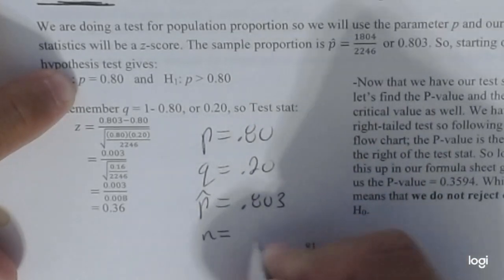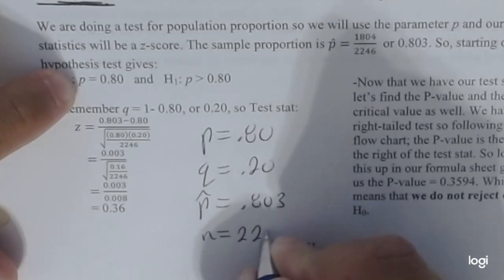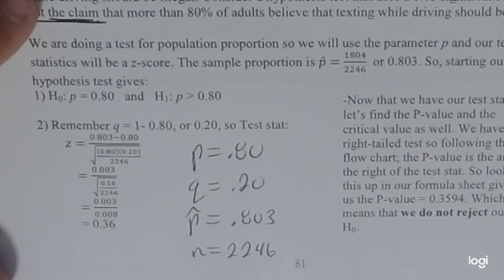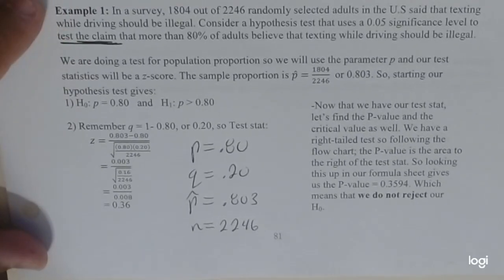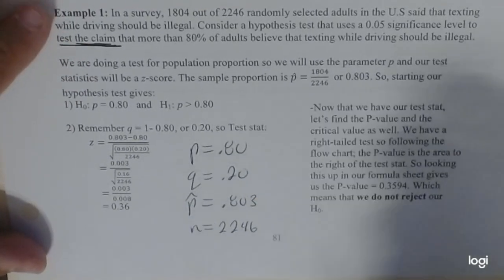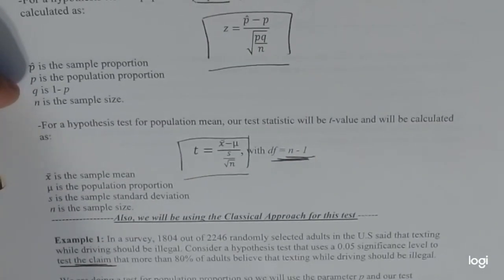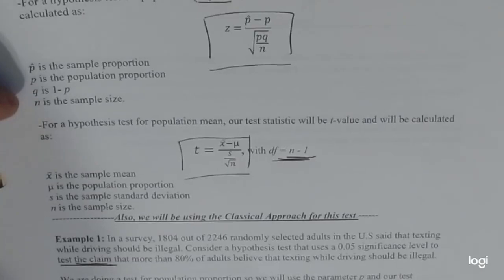And our sample size n is going to be 2,246, right? Literally just going off the information given to us here. Okay. So using these 4 numbers, we plug in respectively where they're supposed to be, in the exact same template. So remember, the key thing is p hat minus p, right?